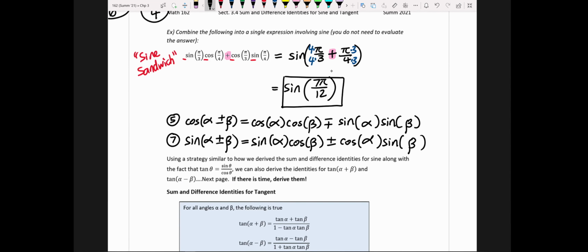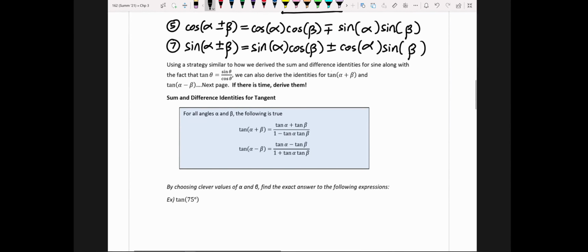Okay, moving on to number 8. The 8th group of identities is going to be the sum and difference for tangent. So number 5, number 7, number 8, those are the sum and difference for cosine, sine, and then now tangent.